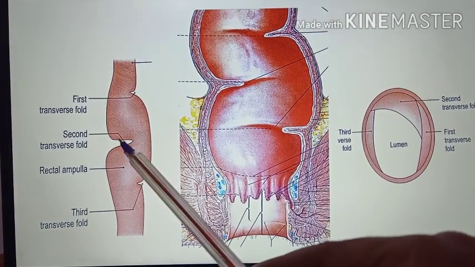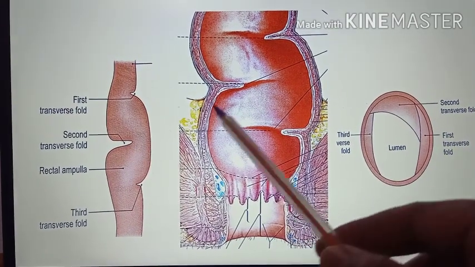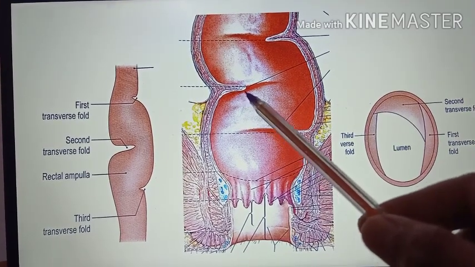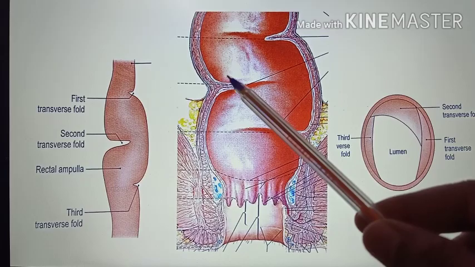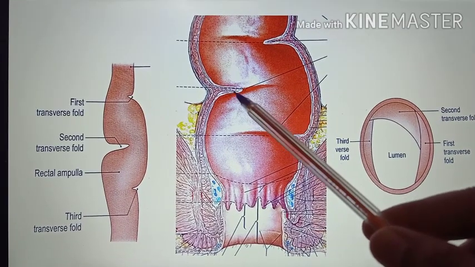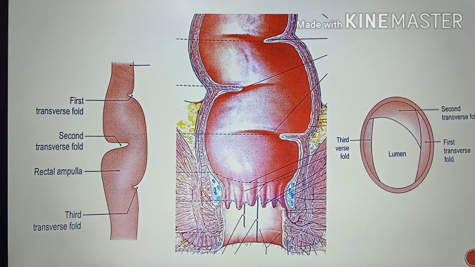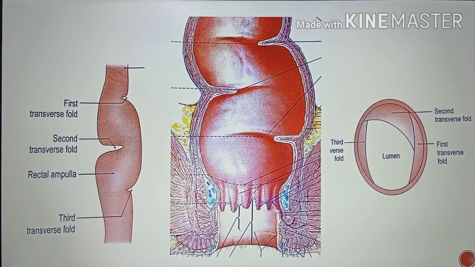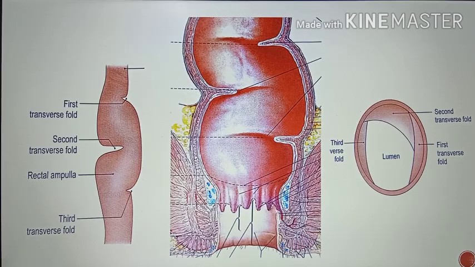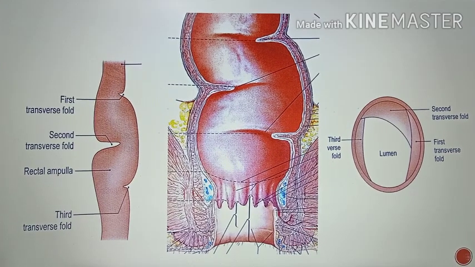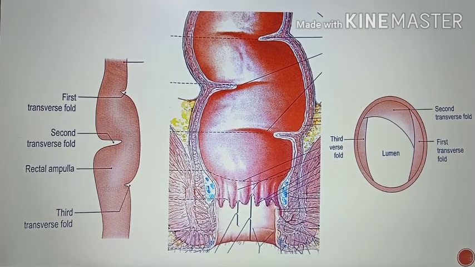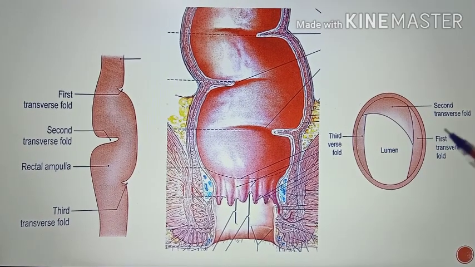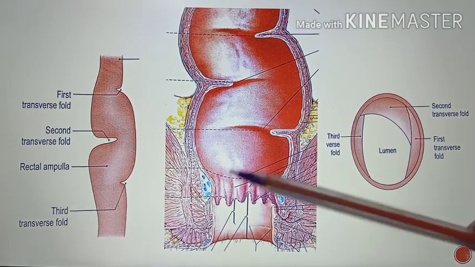Now coming to the second transverse fold or the second Houston wall. It is the largest and most constant wall. It lies at the upper end of the rectal ampulla and projects from the anterior and the right walls. It is situated opposite to the fifth sacral vertebra, 5 centimeters above the anus.